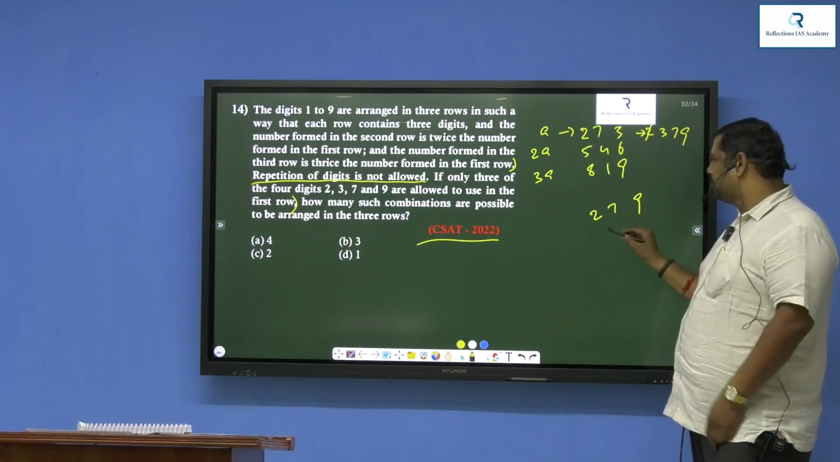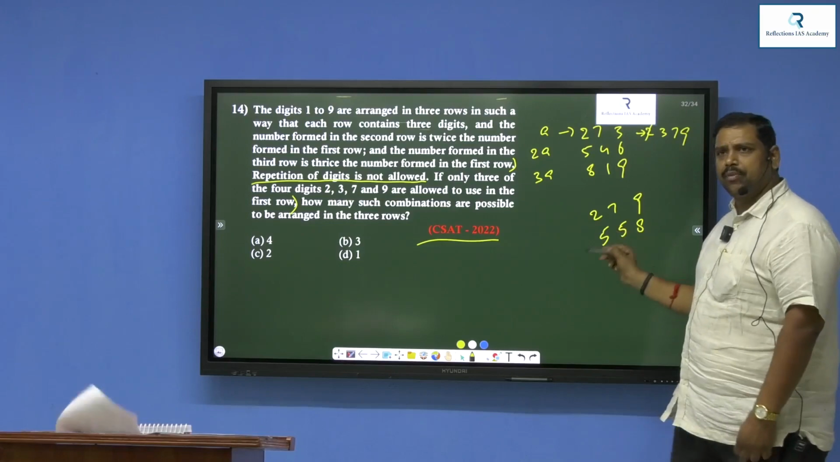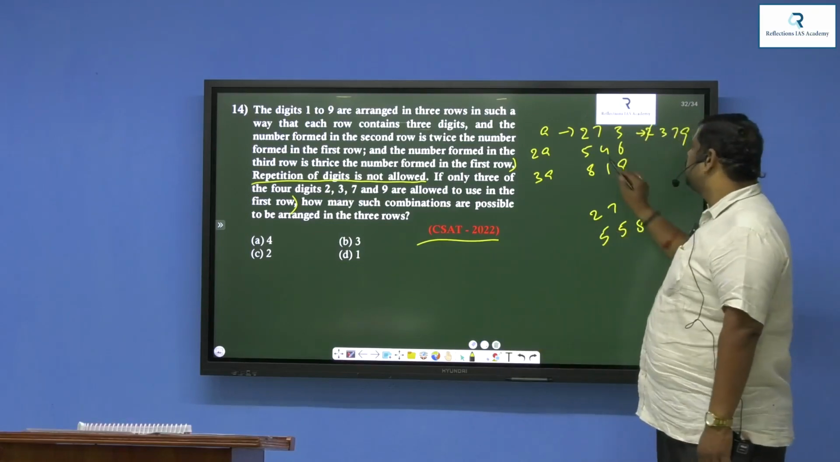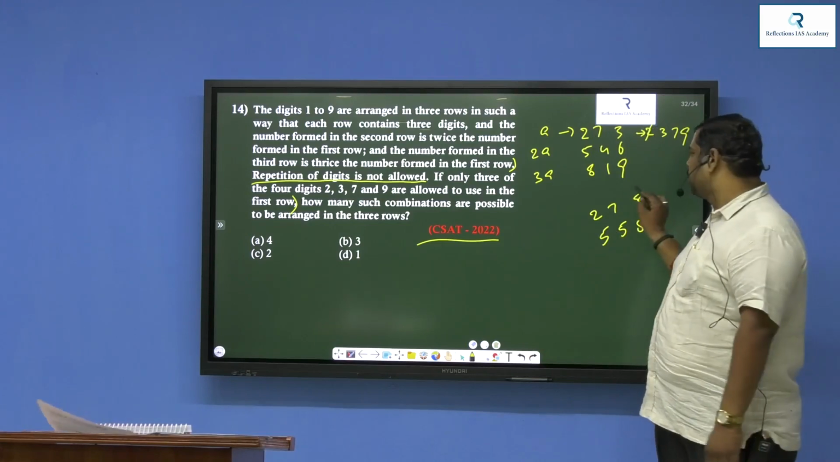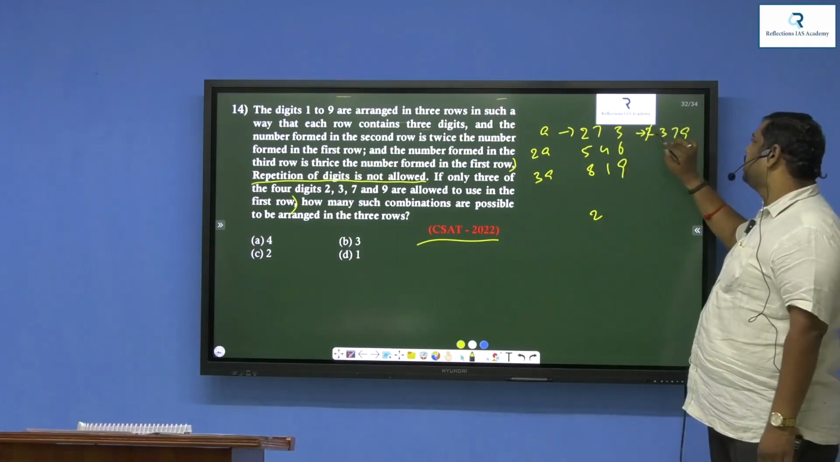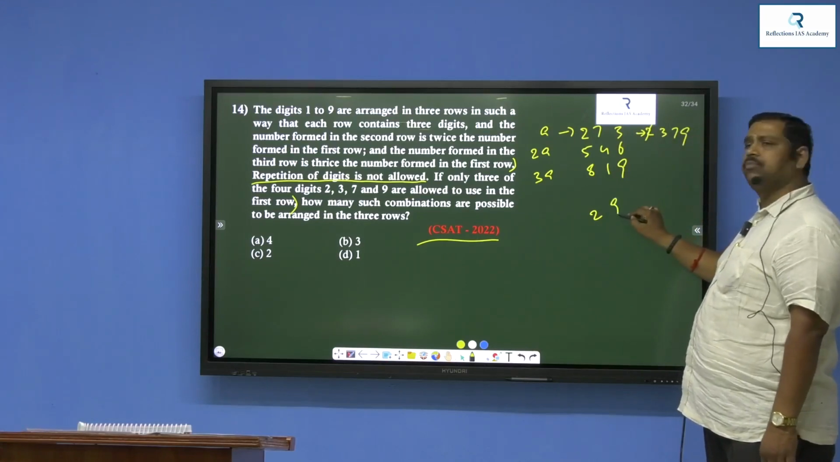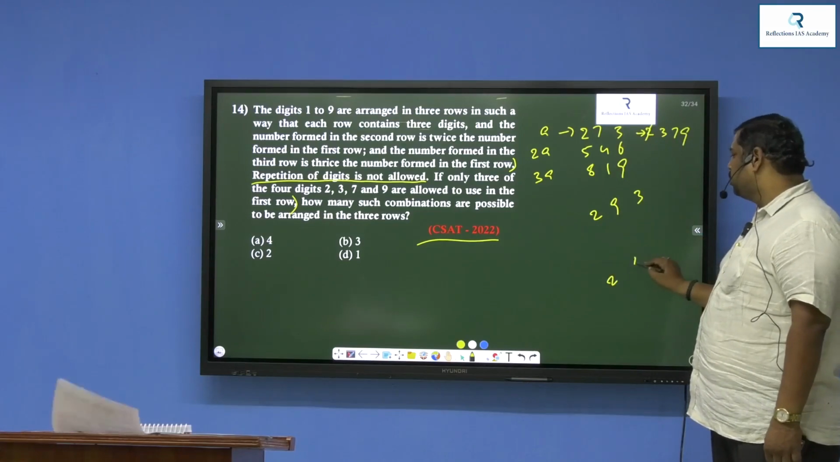279. Double means 558. Sir, already repeated. Waste. Okay. So with 2, 7, both the combinations I tried, yes or no? Now we'll go with the other combination. After 2, 3 completed, after 2, 7 completed, now after 2, 9. Means the remaining are 3 and 7. 293 is one possibility, 297 the other possibility.